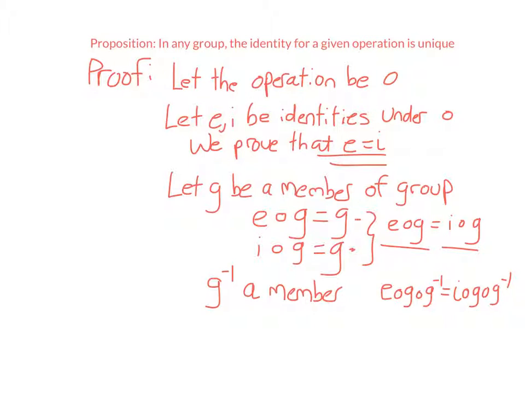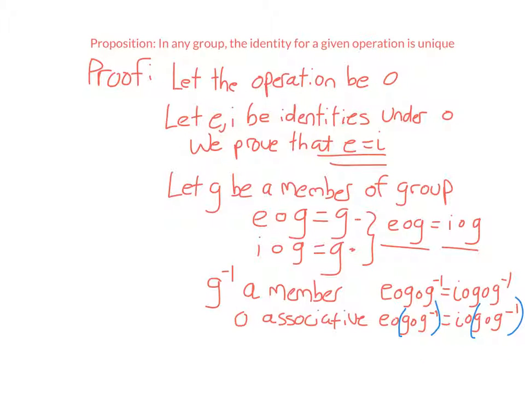Now, because this is a group, the operation O must be associative. Otherwise, it would not form a group under that operation. Remember, associative means I can group the elements as I want. Essentially, I can put the brackets wherever I want. So I've got my equation, and I'm going to group them like this. I can do that without changing the value of either side of the equation.